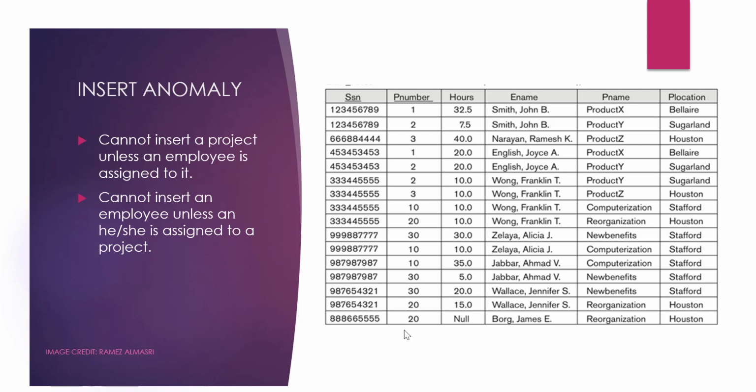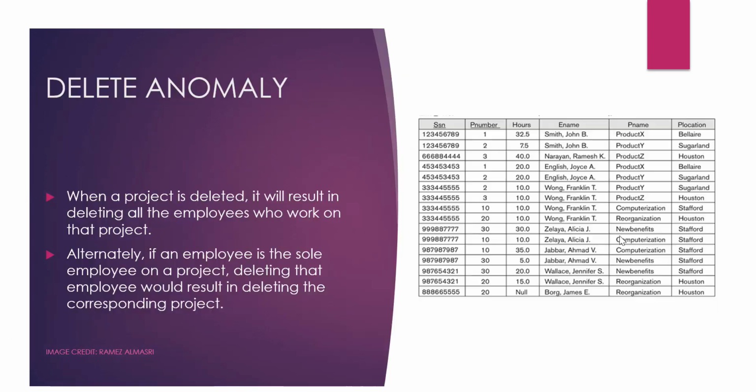So that's what we call an insert anomaly. We have an inconsistency when we try to insert new rows or tuples to that table. We need to have an employee and a project assigned to that employee if we want to insert that employee. Or if we are trying to insert a project, we must have an employee assigned to that project before we are able to insert it to this table.